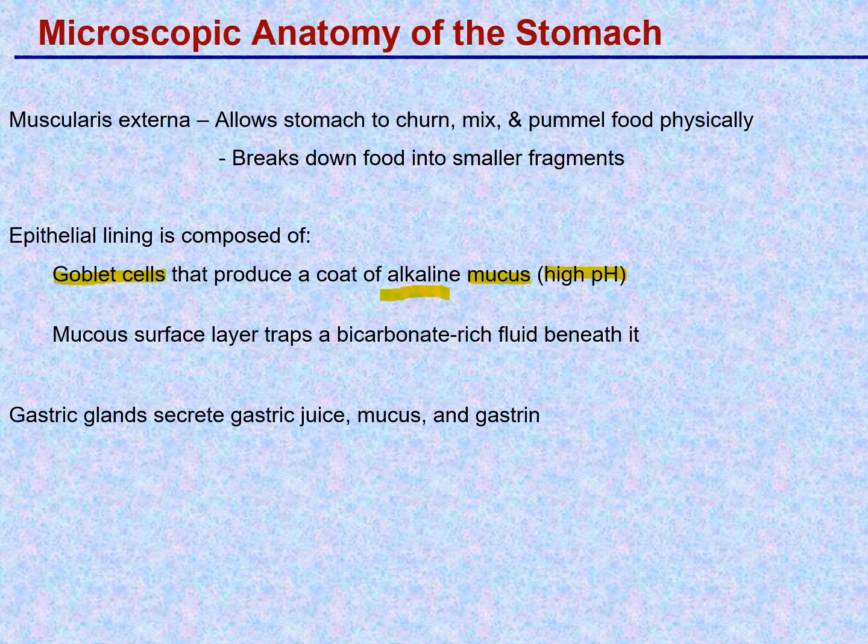The gastric glands themselves, further down, past that initial epithelial lining, secrete gastric juice, which is a mixture of the acid mucus and a hormone called gastrin, which goes into the bloodstream, and the hydrochloric acid and the pepsinogen from the parietal cells, the chief cells.